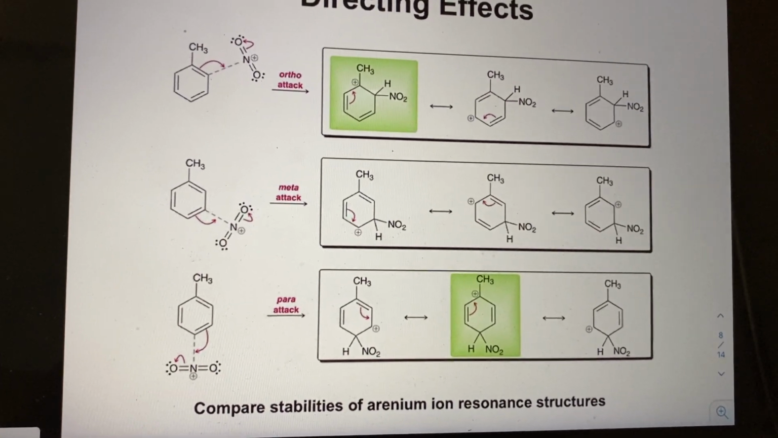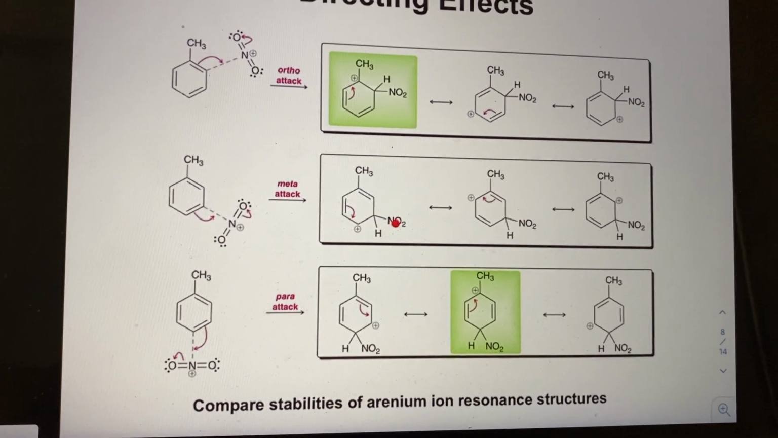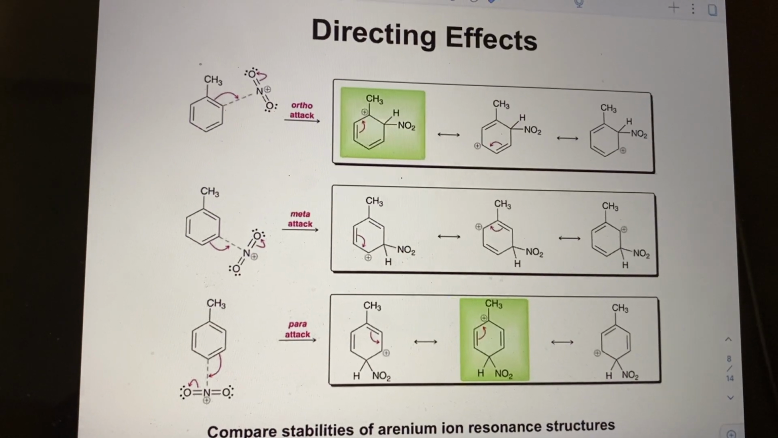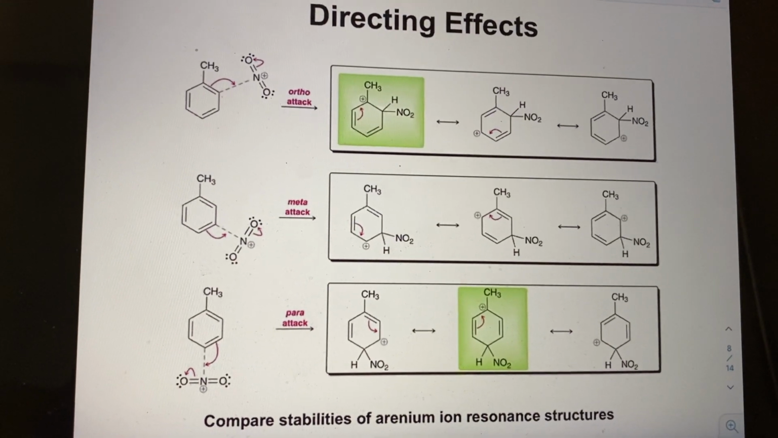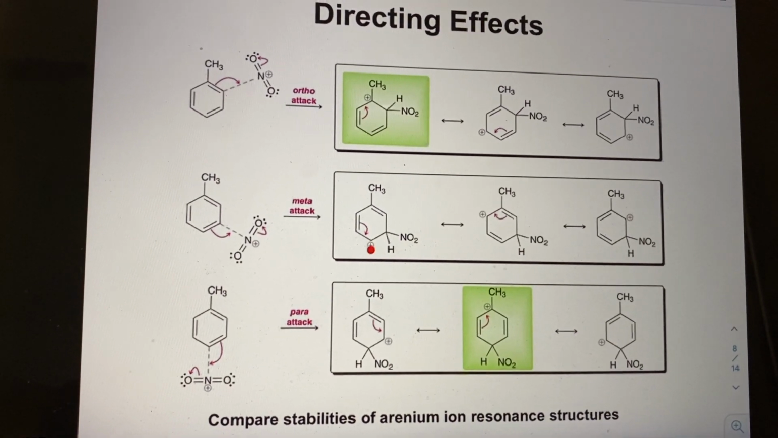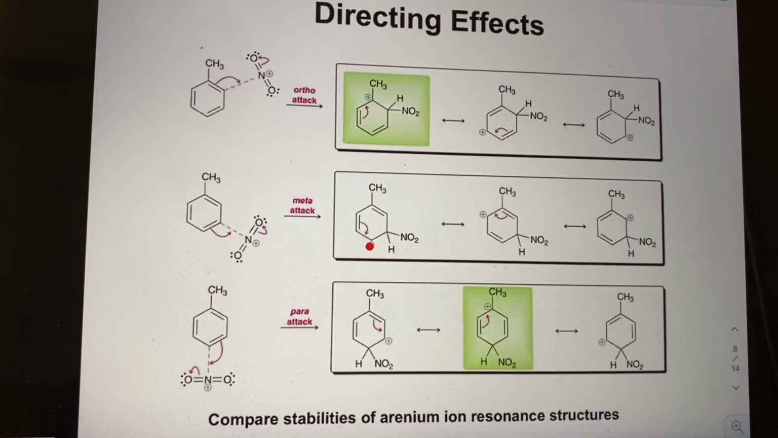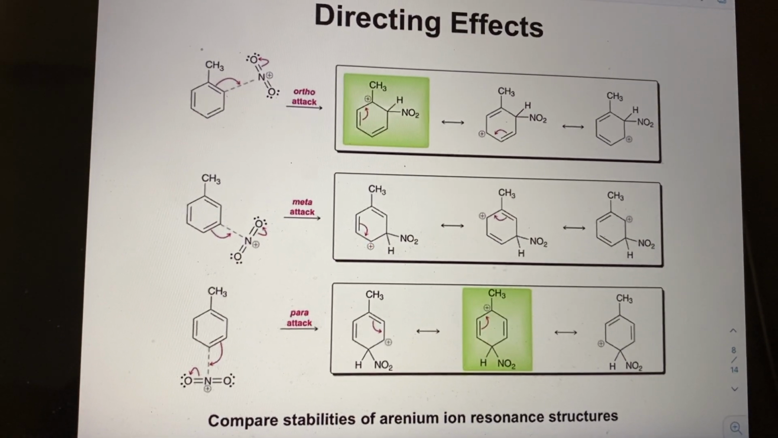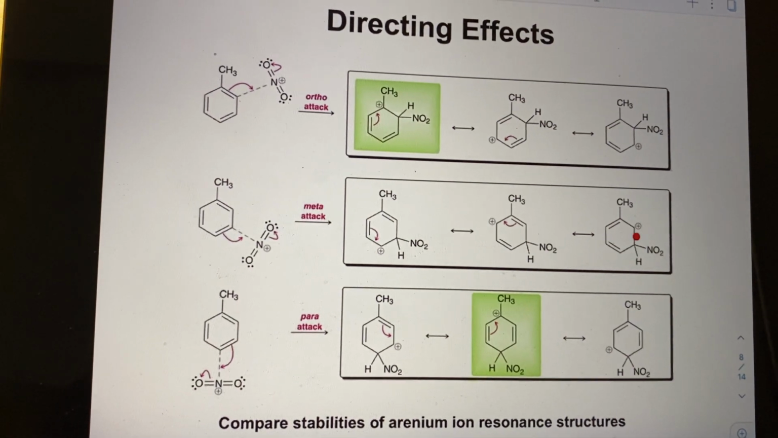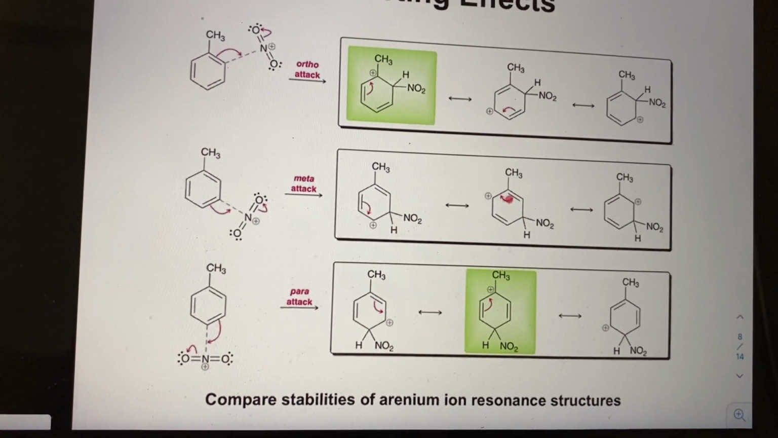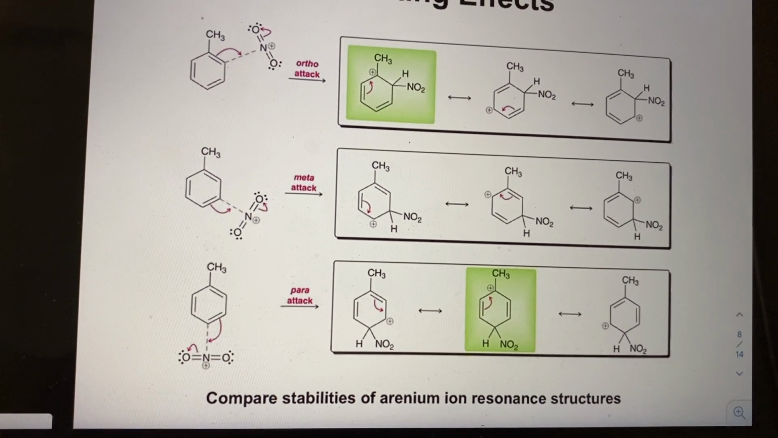Now, when we look in the middle with the meta attack, the nitro group at the meta position, we can draw just the same number of resonance structures. However, in this case, the carbocation is never situated on the carbon that's attached to the methyl group. So it's secondary, secondary, secondary. And we could go through and draw these resonance structures, and it's like it skips over that carbon.